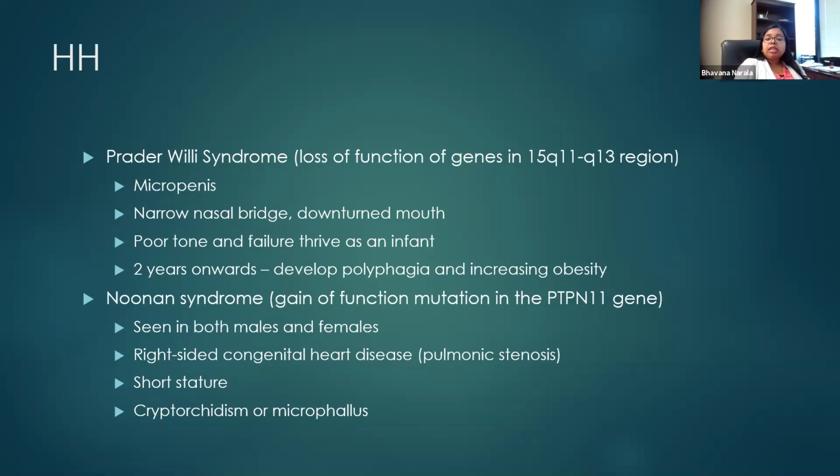Noonan syndrome is gain of function mutation in the PTPN11 gene, and it can be seen in both males and females. They classically have right-sided congenital heart disease, of which pulmonic stenosis is common. They could also present with short stature and hypogonadotropic hypogonadism as well, because they frequently have cryptorchidism or microphallus.